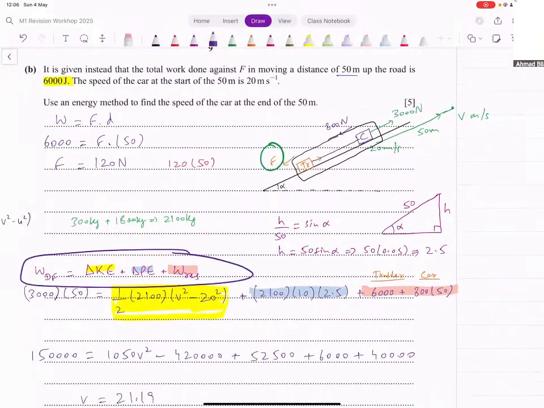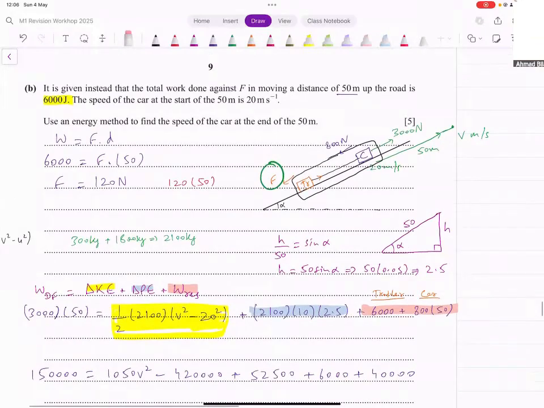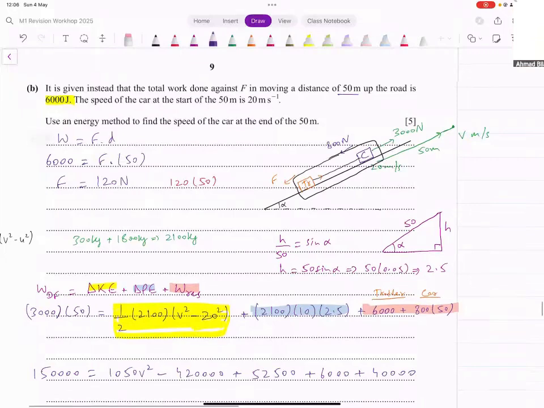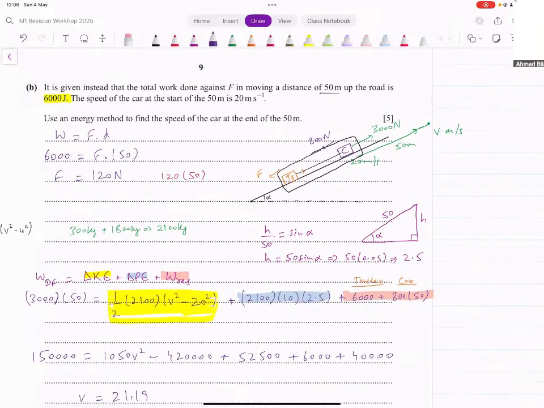And they're specifying here as well, whenever they say use an energy method, that means this equation. Okay. The speed of the car at the start is given, that's 20 meters per second, and this journey is of 50 meters. How do you find the speed of the car at the end of the 50 meters? Now, notice the car and the trailer, they're connected to each other. So whatever is the speed of one is going to be the same speed for the other as well, because they're connected to each other. They've given the speed of the car, the speed of the trailer is going to be the same as well.